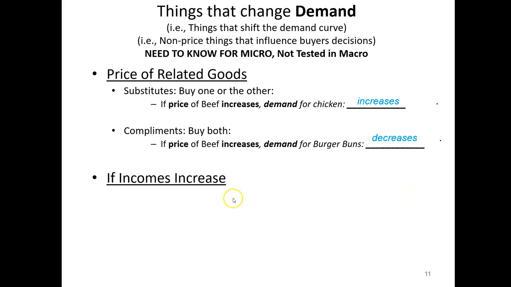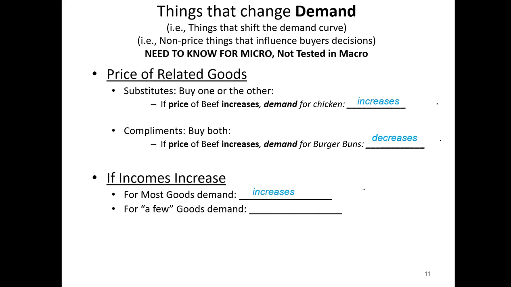Incomes. We can apply this one pretty directly to both microeconomic examples as well as macro. From a microeconomic individual goods standpoint, for most goods, if people's incomes increase, demand would increase because they have more money to buy stuff. However, if people's incomes increase, there are some things where people would actually buy less, right? And we would talk about that a lot more in a microeconomics course.